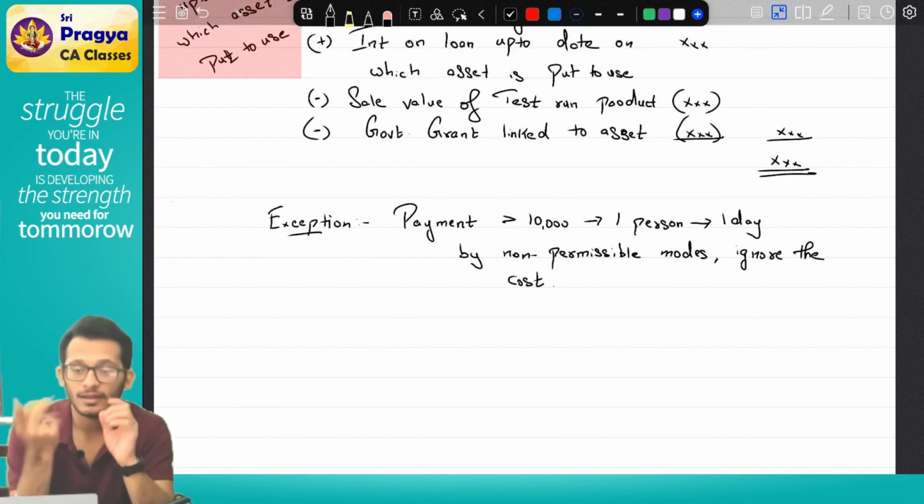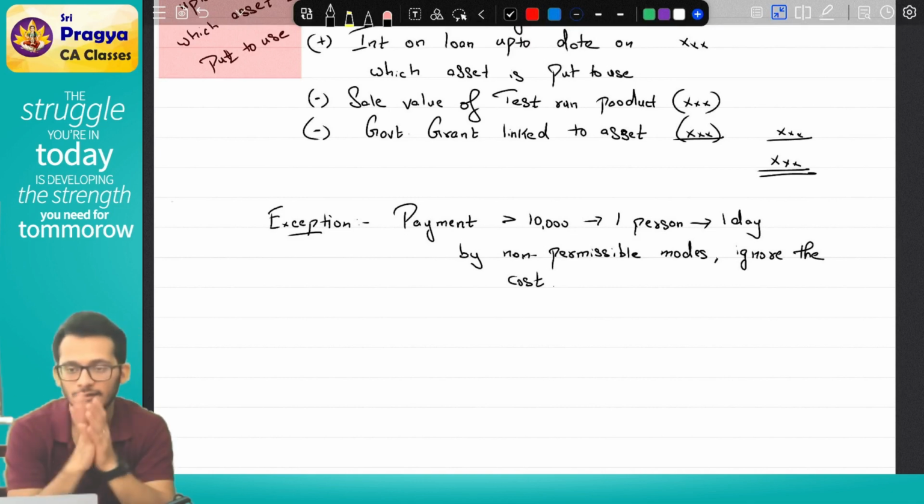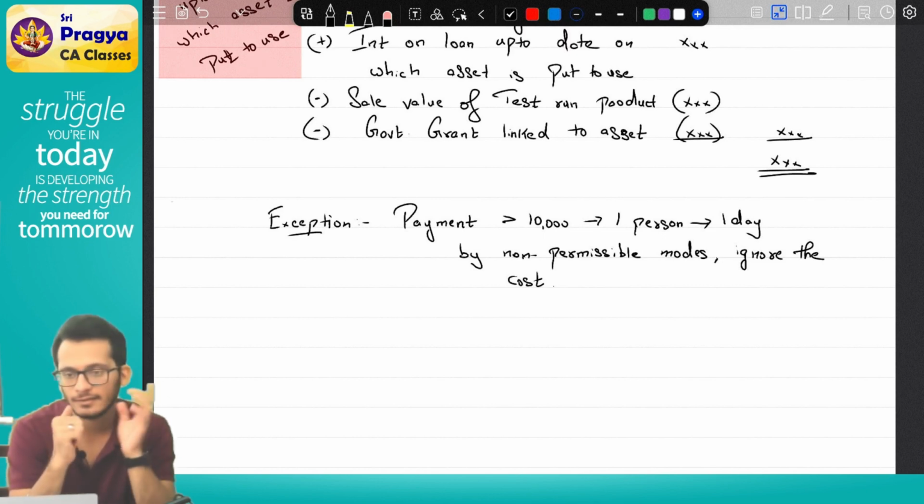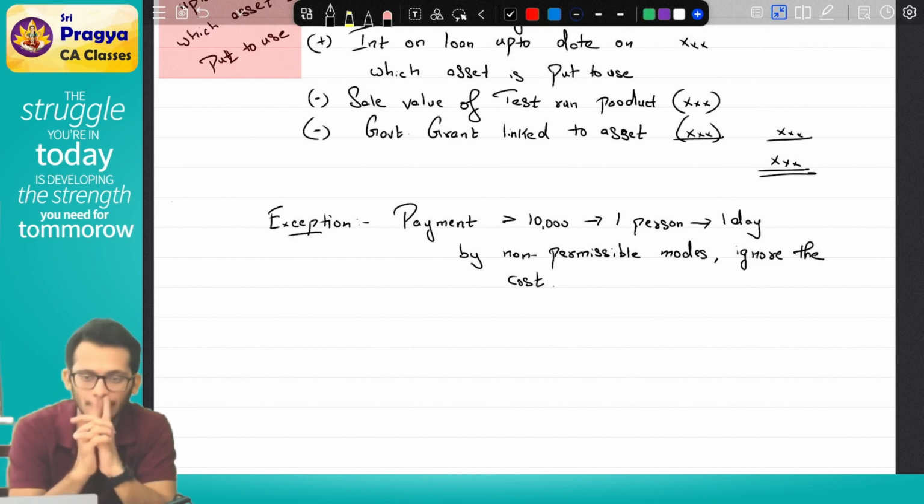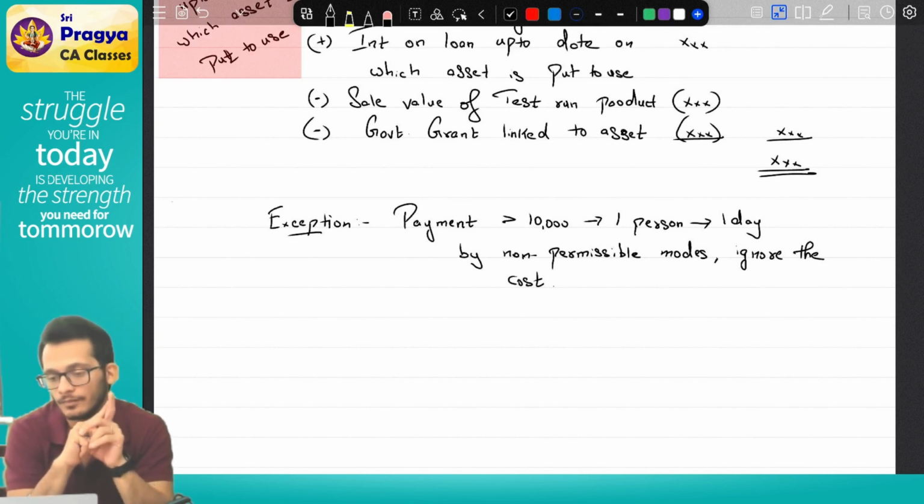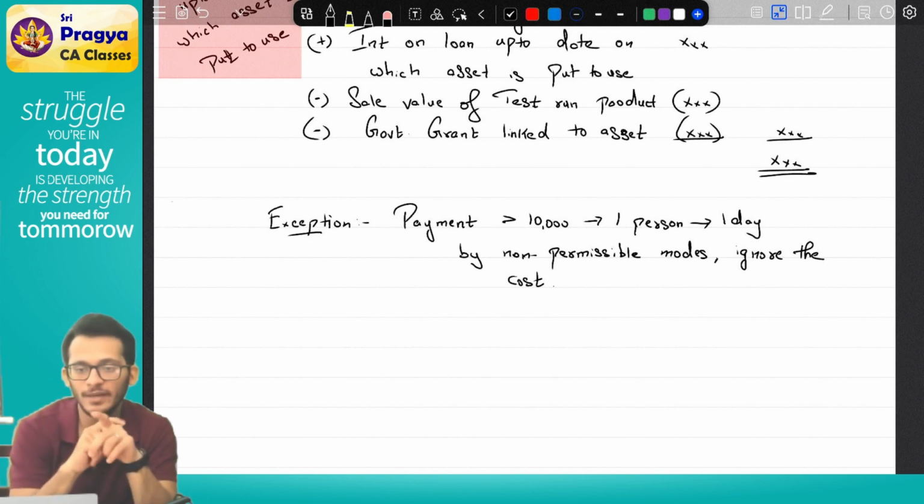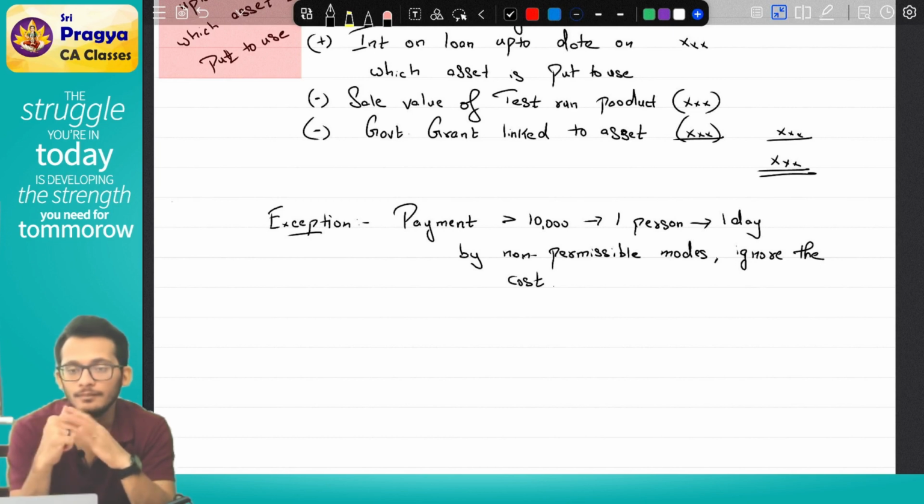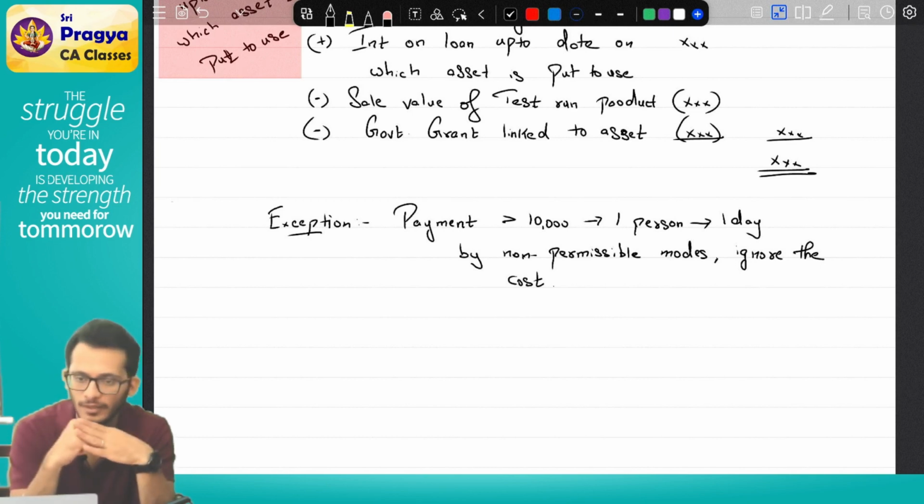In this case, your asset cost will now become 90 lakhs. You can only claim depreciation on 90 lakhs. Yes or no? This is what the provision says. The provision says, addition means any cost which is incurred by you up to the date on which the asset is put to use. But it does not include any cost which you have made more than 10,000 to one person in one day by non-permissible modes. Yes or no? Yes.